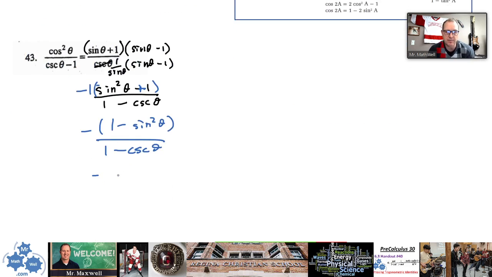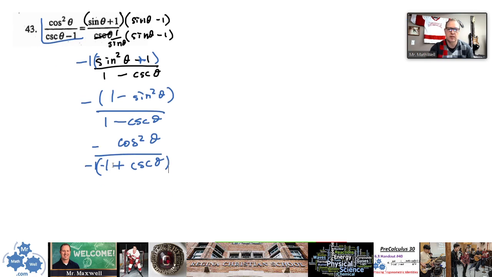So what do I have? I have negative cos squared theta on top, and I have 1 minus cosecant theta on the bottom. Now I'm looking over here, and I'm happy sort of about the top, and I'm happy sort of about the bottom. They're not quite the same though. But watch this. If I divided a negative 1 out of the bottom as well, that would change these signs. And then guess what we have? We have cosecant theta minus 1 here.